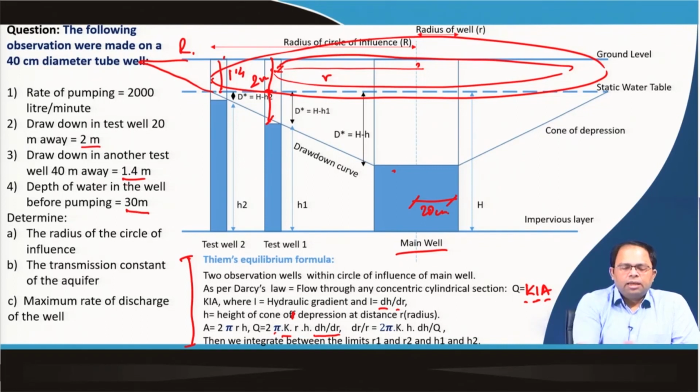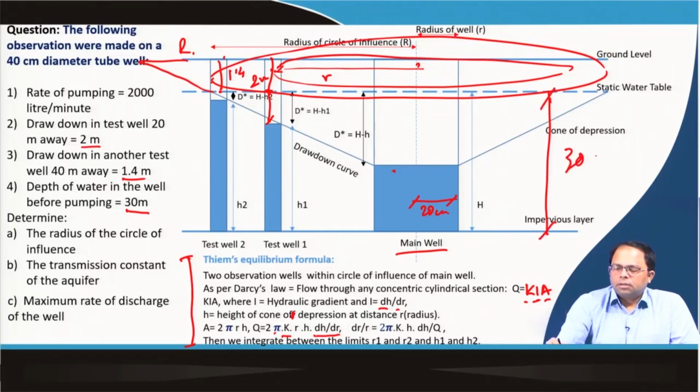The depth of water in the well before pumping was 30 meters. So, that means this is the static height of the water table, which is 30 meters. So, what do we need to determine? We need to determine the radius of the circle of influence. If I know the radius of the circle of influence, I can determine what distance the next tube well should be. And that means we can also determine what kind of urban planning or building norms we have to put in, to prevent the next building's deep tube wells from running dry if they are somewhere within this radius of influence. So, we have to take care of that.